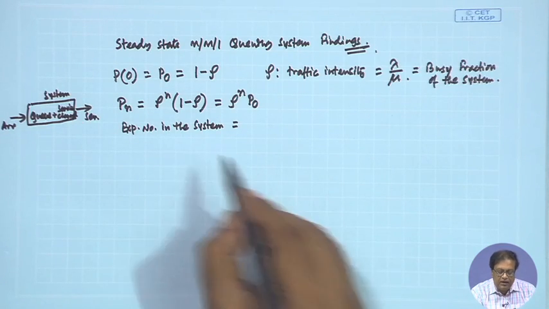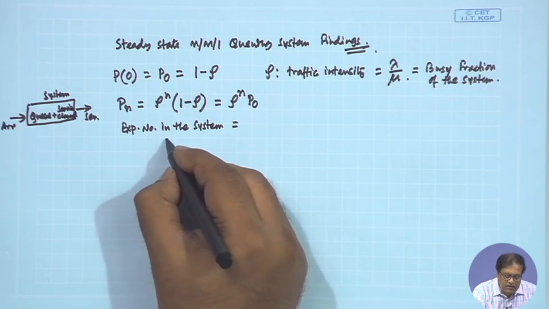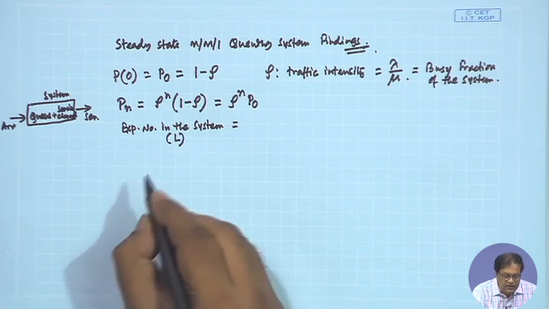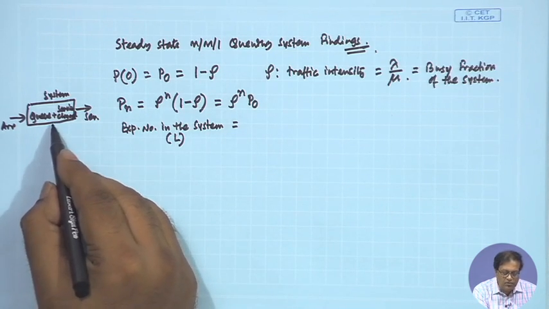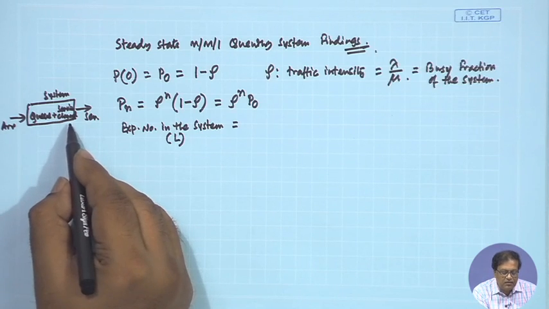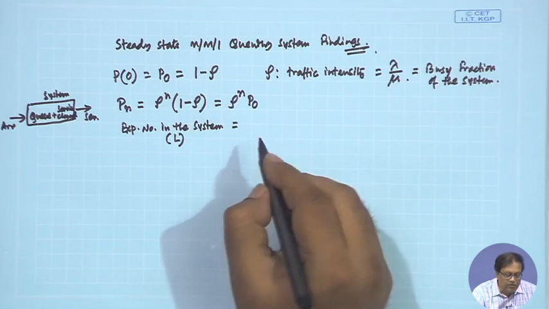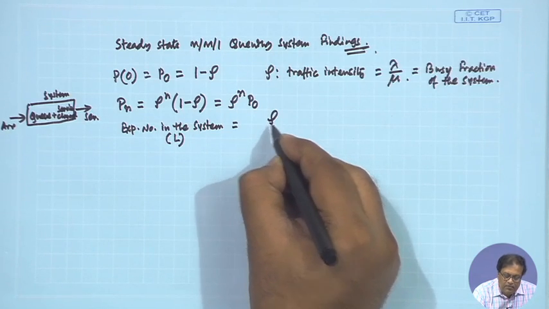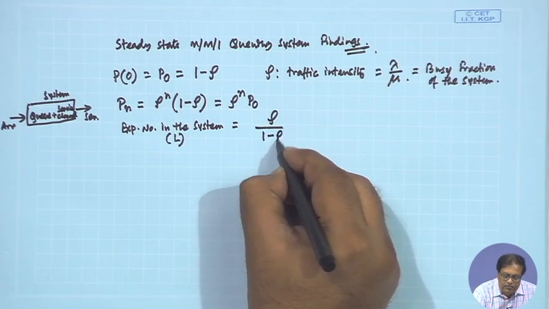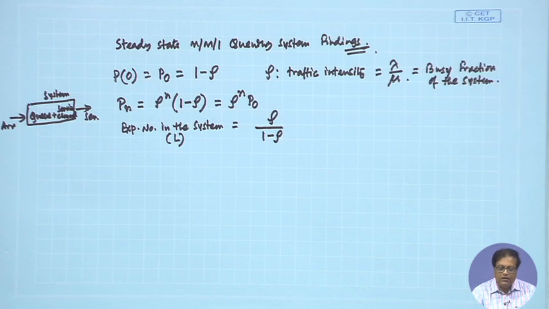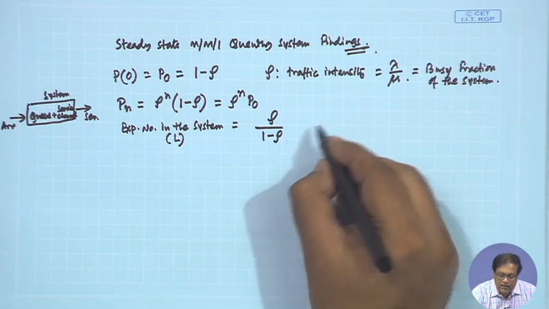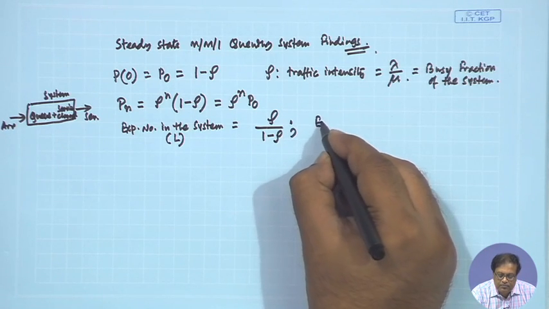Now, the expected number in the system, what is it? This is called L in the system, mind you, not in the queue. That means the queue plus the people who are getting serviced. L is given by the formula rho by 1 minus rho. This is very important, and must be remembered. And what is the expected number in the queue?